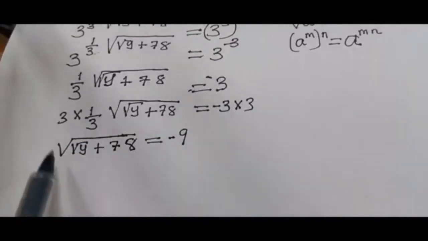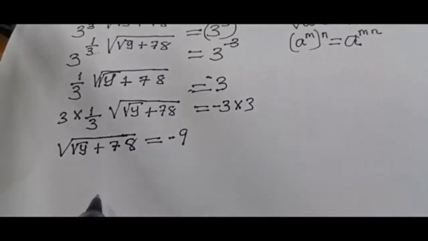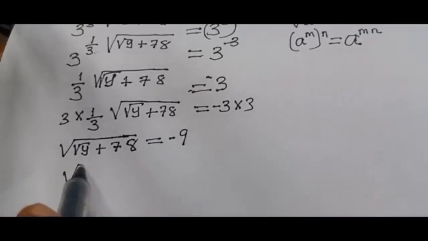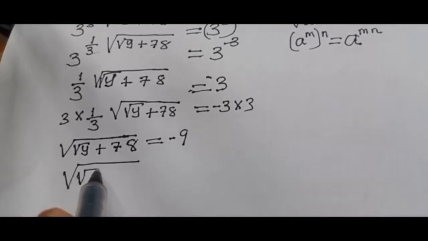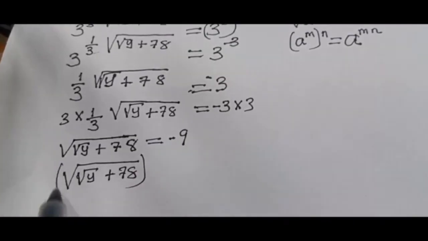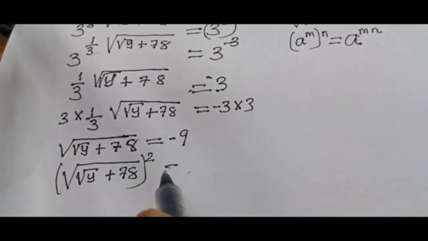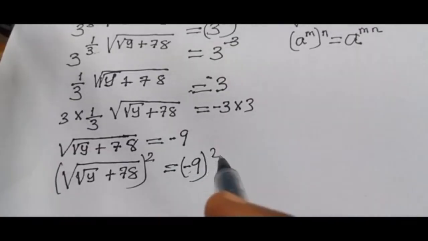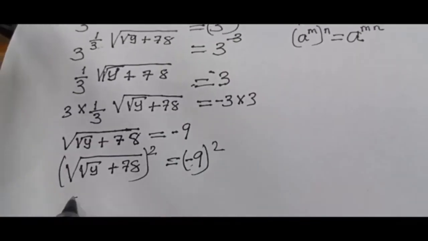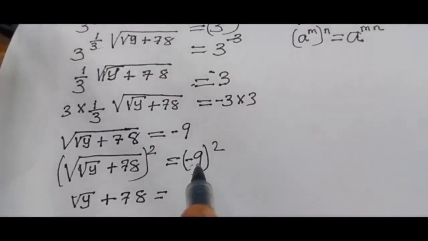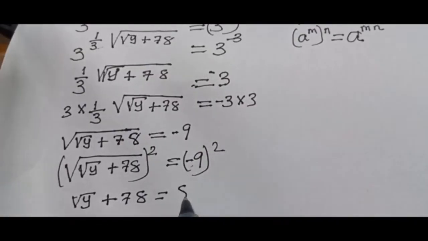Here, in order to remove the radical signs, take square both sides. Square both sides. We have under root. Inside the under root, radical y plus 78 in the bracket squared. Here we have negative 9 squared. Here we remain with root y plus 78. Negative 9 times negative 9 is 81.